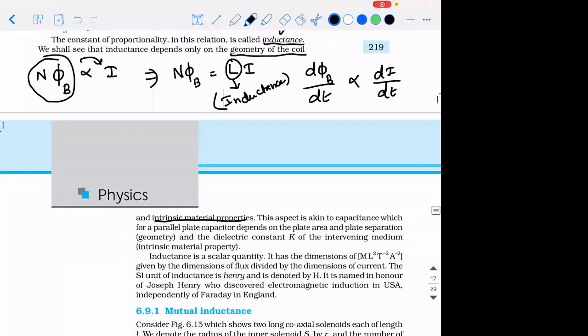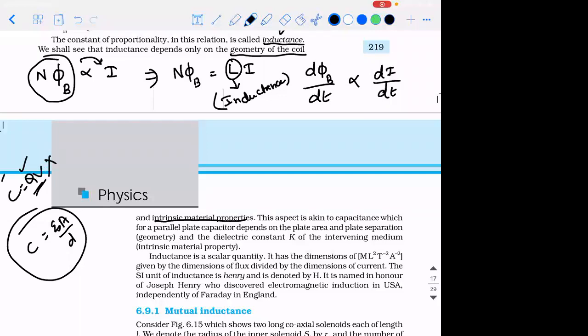Is it not something similar to capacitance? You remember C is equal to epsilon naught A divided by D, and there is a formula C is equal to Q by V. I asked you a question at that point. If I increase the value of Q, can I increase the capacitance? Can I do that? The answer is no.